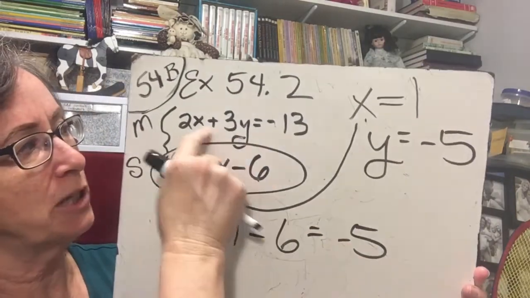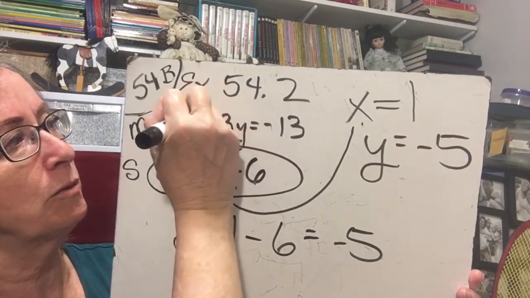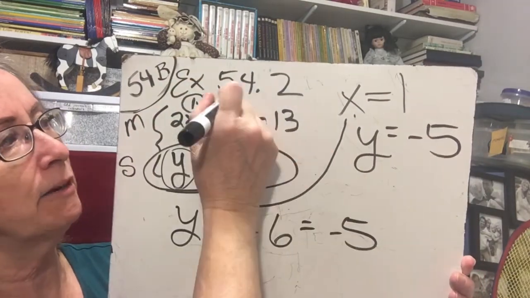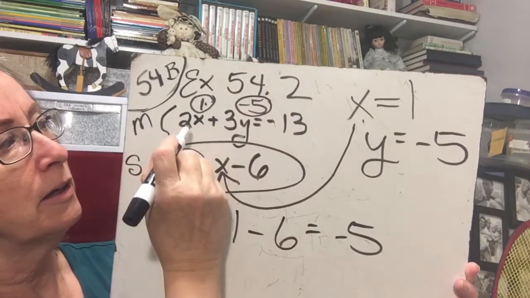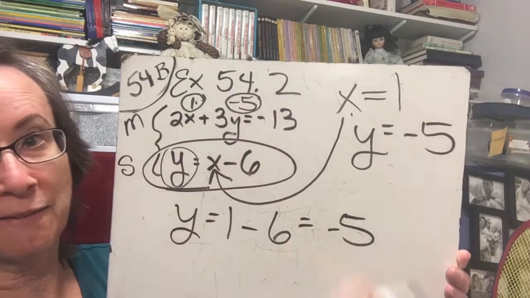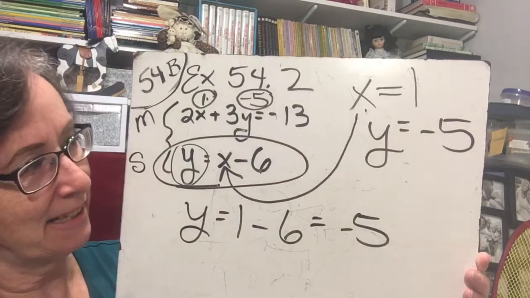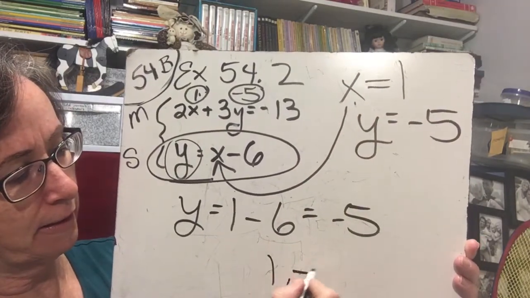So I really don't need to check it in there again. I'm just going to check it in this one. So x is 1, so I'm going to substitute a 1. Y is negative 5, so I'm going to substitute a negative 5. 2 minus 15 is negative 13. And it works. So my point is 1, negative 5.